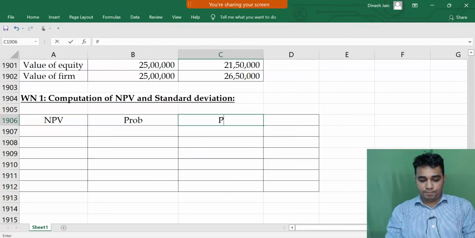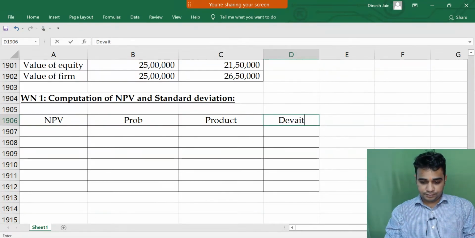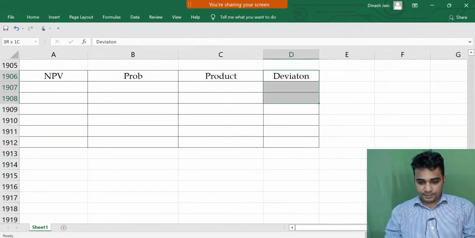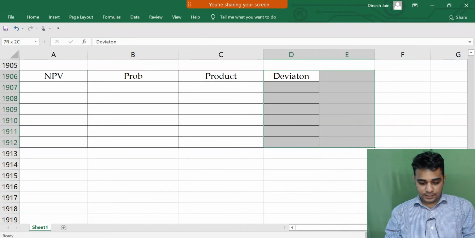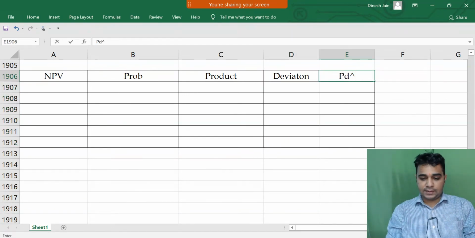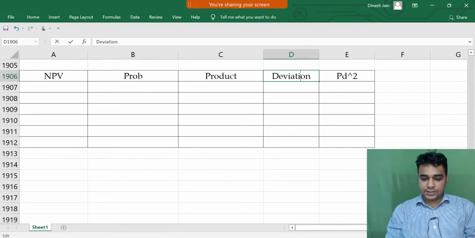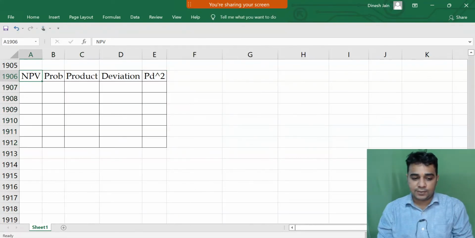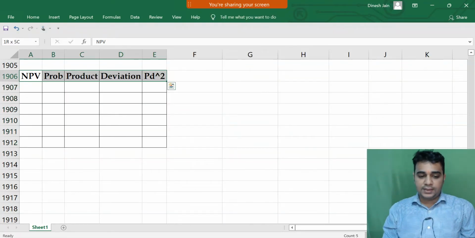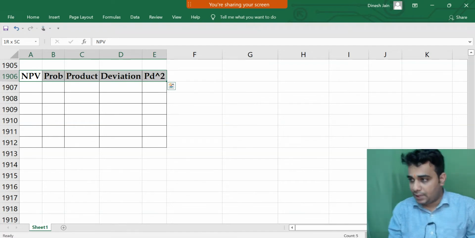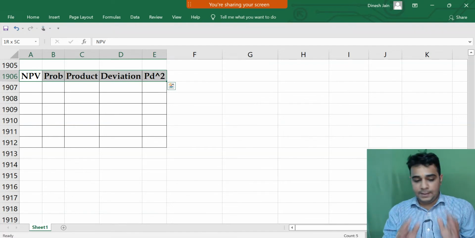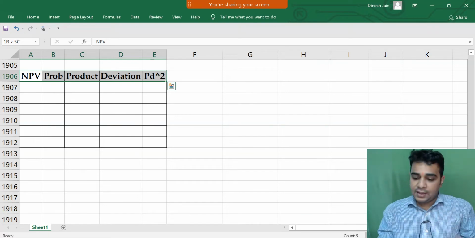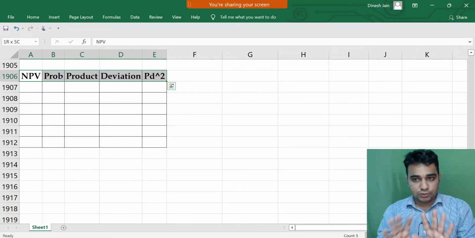The columns are NPV, probability, product, deviation, and PD square, which is probability into deviation square. This is the format we will follow. In that, NPV and probability either can be given directly or you will have to calculate. Important part is getting NPV and probability. This problem in short doesn't have anything because it's only calculator's job.